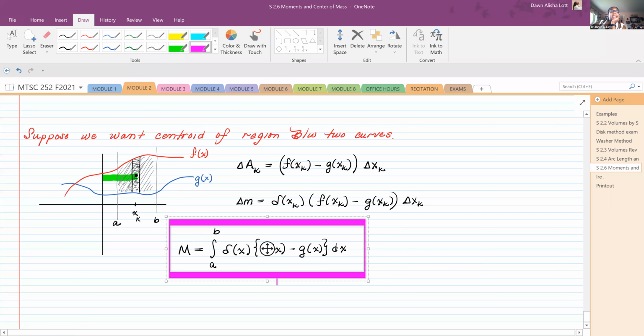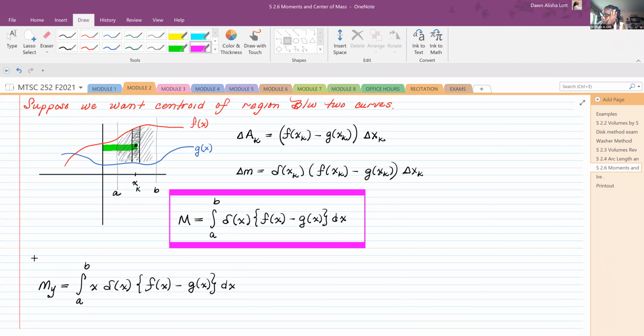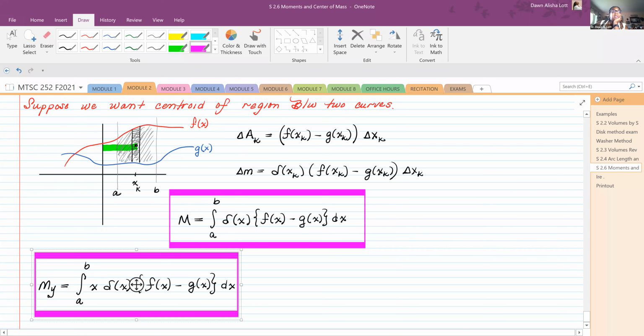okay, so that's the mass of the area between the two regions. And then I can find My. My is going to be the integral from A to B of x times delta of x times f of x minus g of x dx. So that's going to be my My. Okay, once again, Mx is difficult.